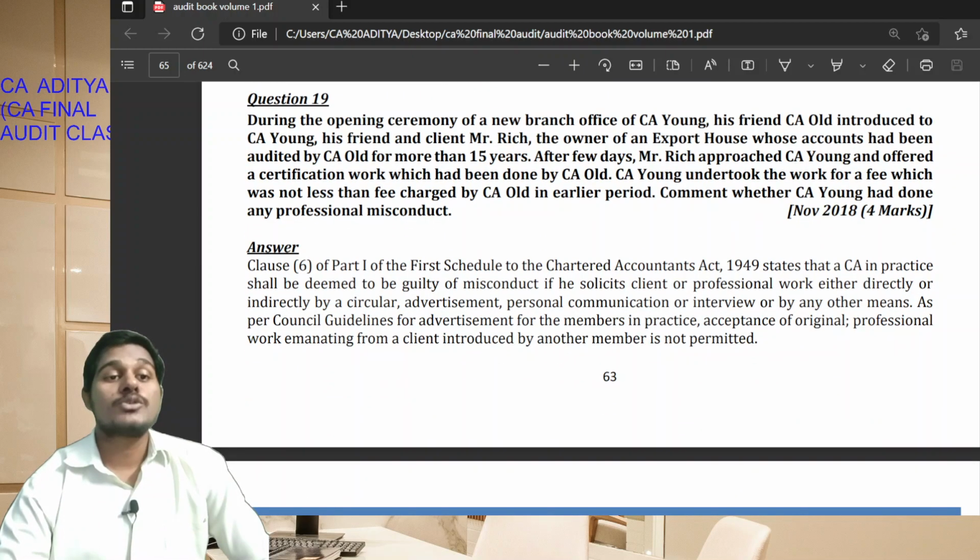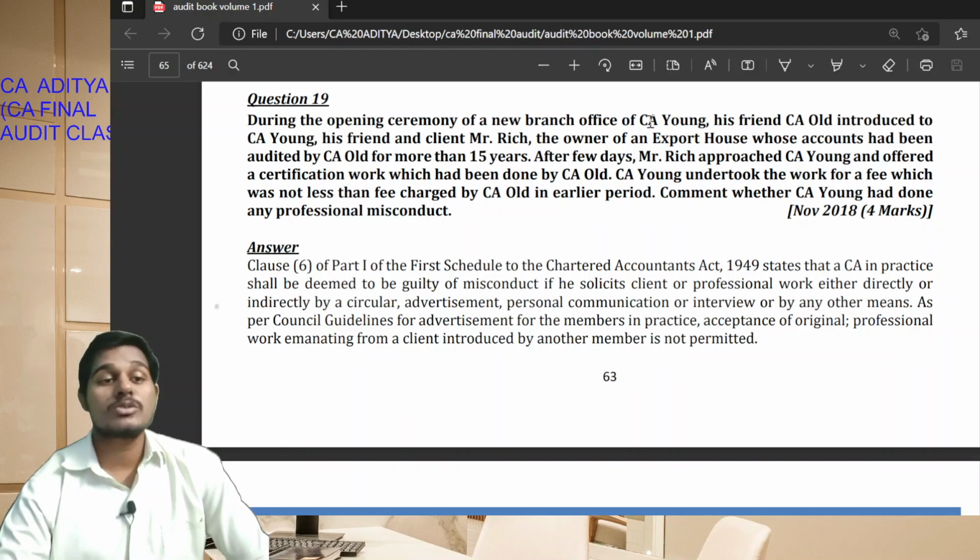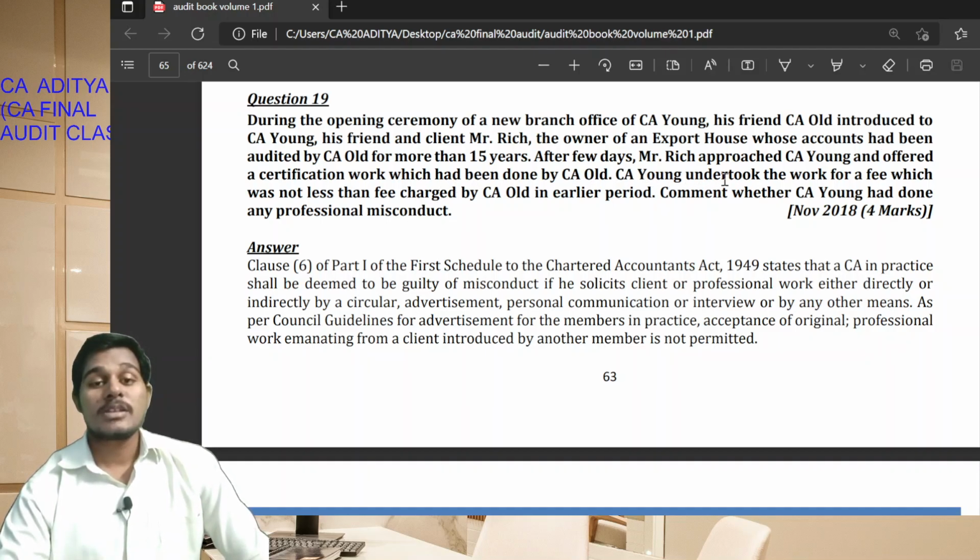See students, during the opening ceremony of a new branch, C.A. Young's friend C.A. World introduced C.A. Young to his client Mr. Rich, the owner of an export house, who had been audited by C.A. World for the last 15 years. After a few days, Mr. Rich approached C.A. Young and offered the certification work which had been done by C.A. World. C.A. Young undertook the work for a fee which was less than the fee charged by World.